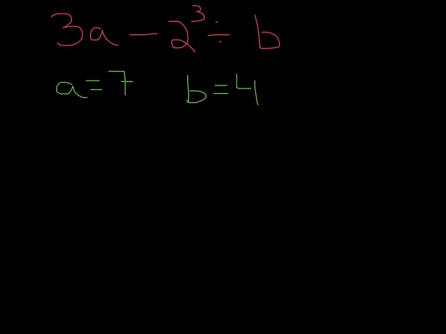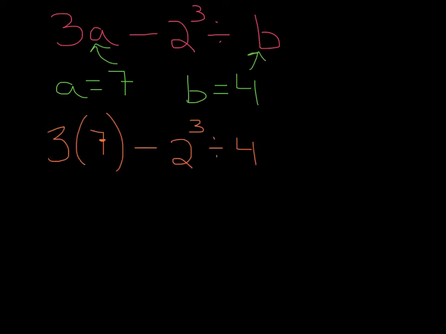So in this case, 3a minus 2 to the third power divided by b, where a equals 7 and b equals 4. So first, let's substitute our numbers into the expression. 3 times 7 minus 2 to the third divided by 4. And now let's follow the order of operations.